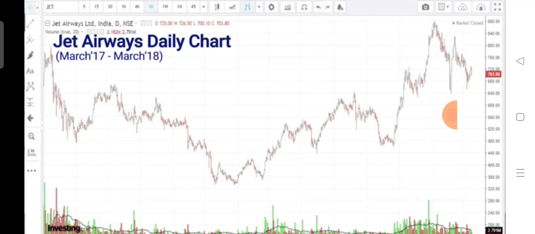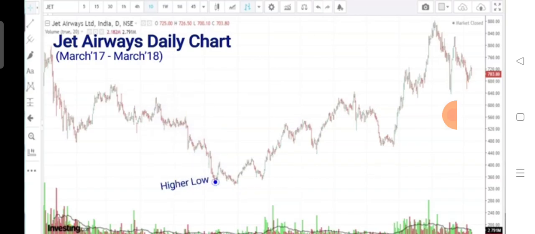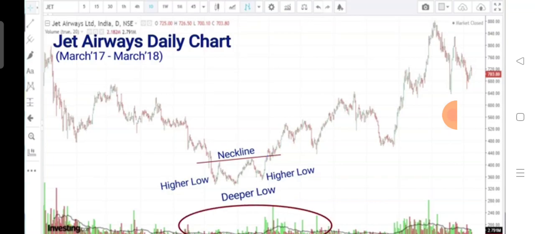Now let us look at an example. Here is the daily chart of Jet Airways. Here you can see first there was a shoulder formed, a low, then there was a bigger low, then again a higher low was formed. Once there was a breach, there was a little bit of pullback, and then the volume also gave a little bit of support. The volume increased after the up move, and during the last leg of the up move within the shoulder itself, the volume was on the higher side compared to the previous.